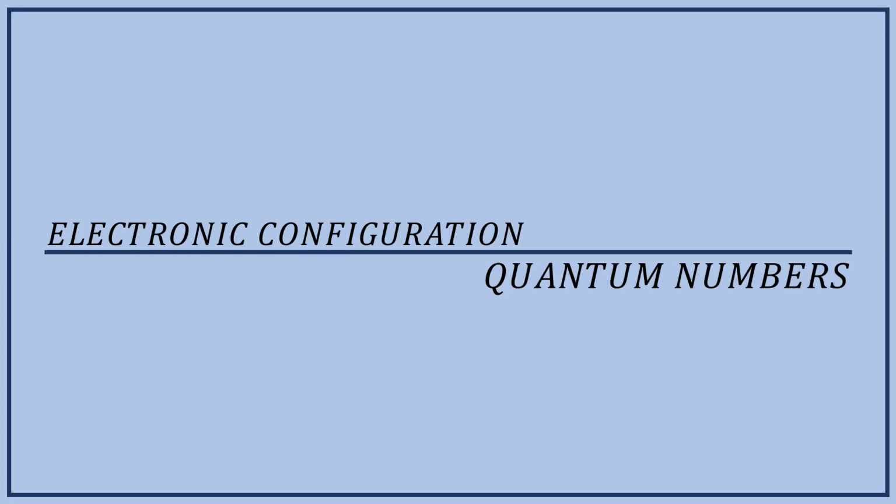Hello everyone, welcome to this video on electronic configuration. We are going to learn about the quantum numbers, which are like coordinates to specify the location of electrons within an atom. So let us move ahead and see different types of quantum numbers which are used for this purpose.